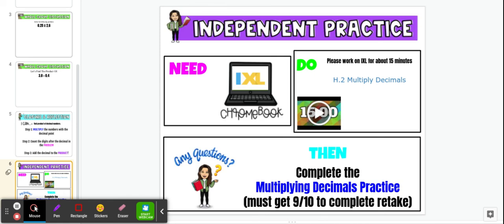So what you are going to do now is complete some IXL practice on multiplying decimals. In order to take the retake, you have to get a 9 out of 10 on the multiplying decimals practice.